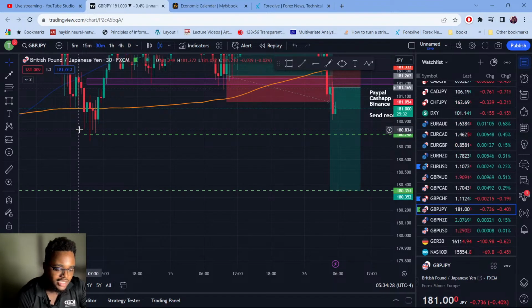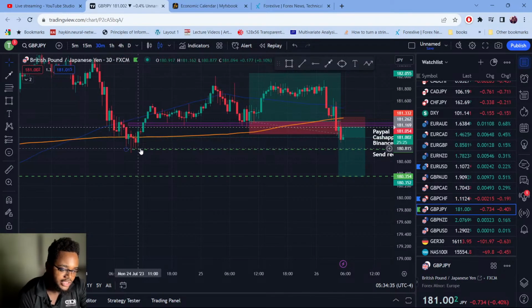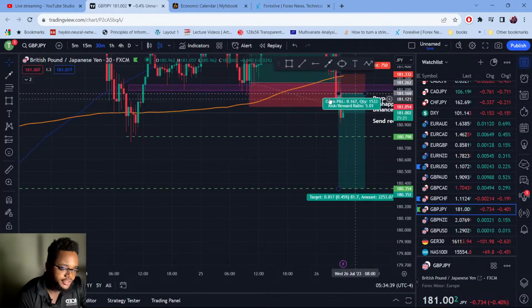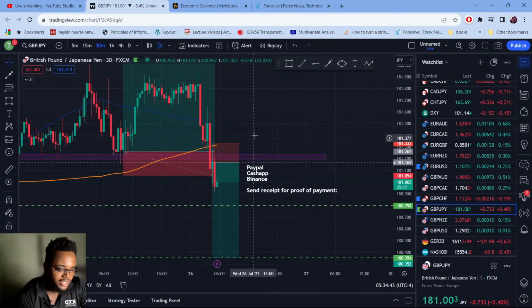And that's just having a good risk management strategy. This is something that you should be doing. And just because we have multiple rejections from this area, it's a key point, right? So we could possibly see price just retest that same area and pull back up.